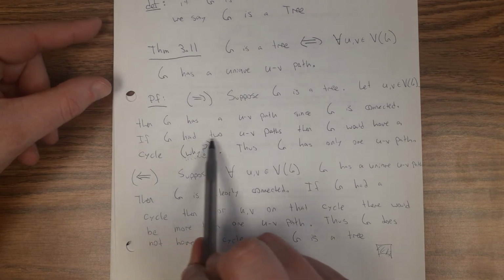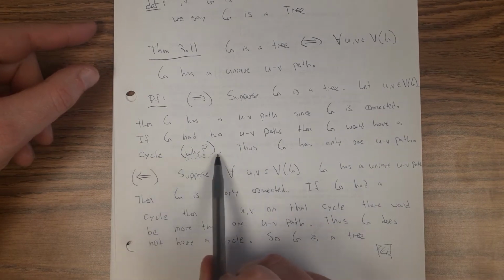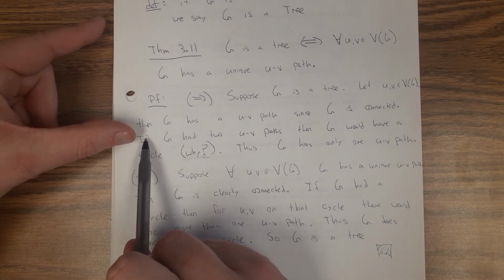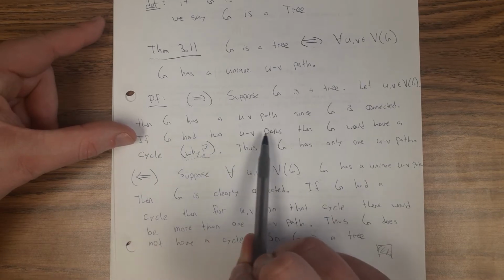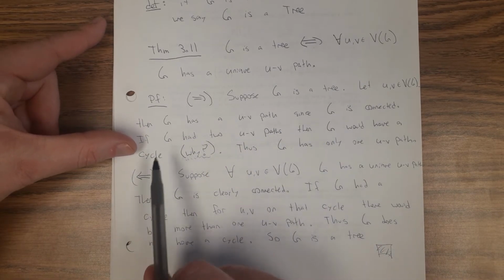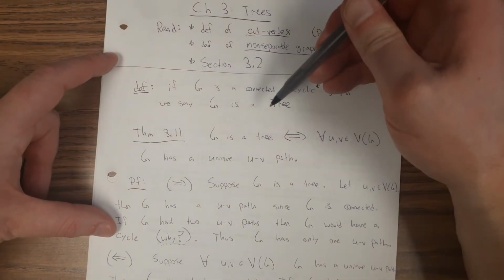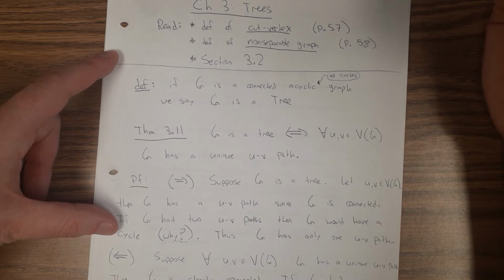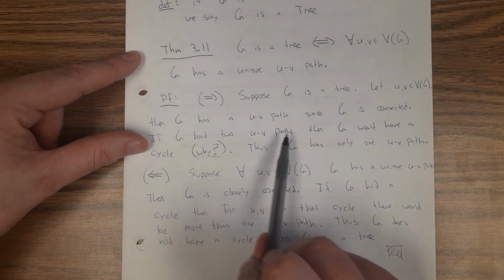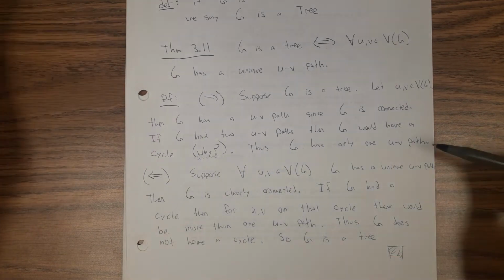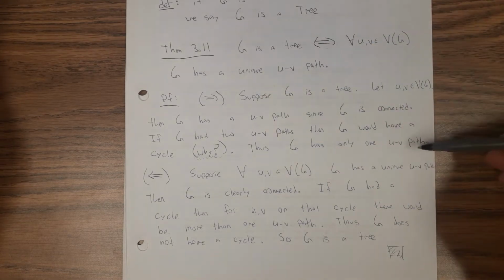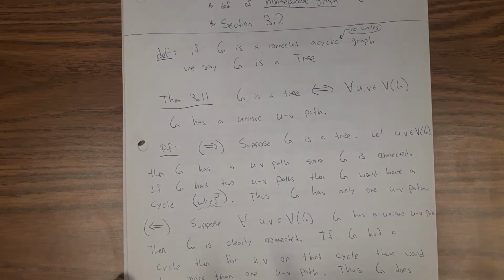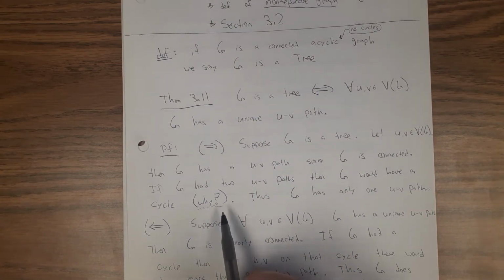Like I said, this sentence here is like a little proof by contradiction. The way this went is we assumed that if G had two UV paths, then G would have a cycle, and that's a contradiction because we're assuming that G is a tree and trees don't have cycles. So G can't have two UV paths, so G has just the one UV path, and so we're done with this part. We've concluded that G has a unique UV path. Now let's talk about this Y here.